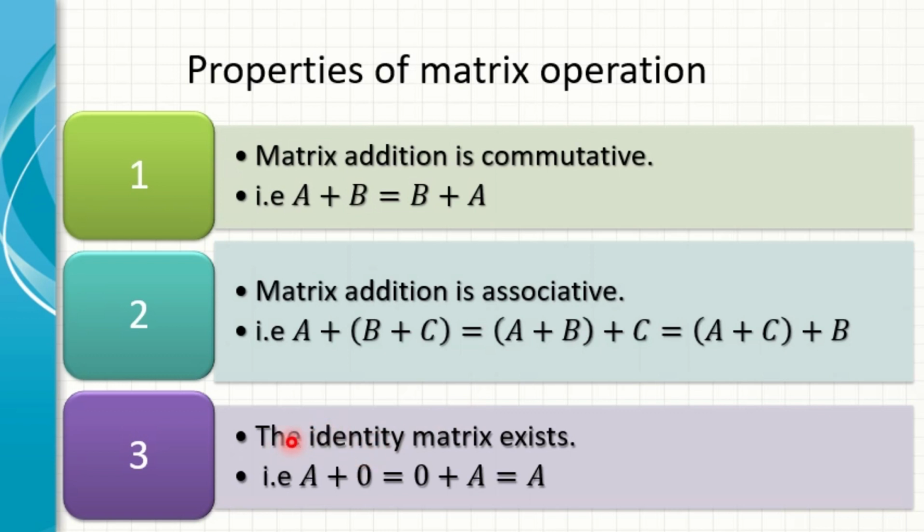Now, we also say that the identity matrix exists. The identity matrix is a matrix with zero entries, as we had discussed, the zero matrix. The zero matrix is the identity matrix. That is, it has zeros in all of its entries. That will be matrix A plus the zero matrix, or zero plus A, which will just give you the same answer, the same matrix A.